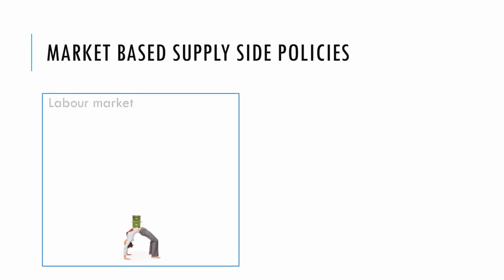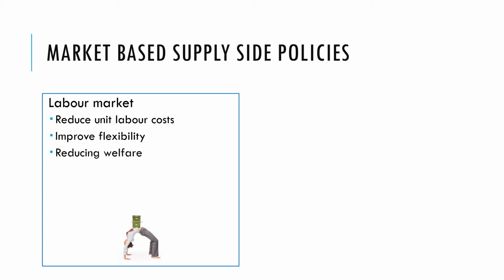If we start off with the labour market, these would be market-based supply side policies. So anything that's trying to reduce labour costs to firms and improve the flexibility of the workforce. So for example, reducing welfare payments to members of society would potentially encourage them to enter the workforce because they can earn more in the workforce than they would do on welfare payments. This would increase the supply of labour, maybe bringing down wage costs and giving firms a greater access to workers.